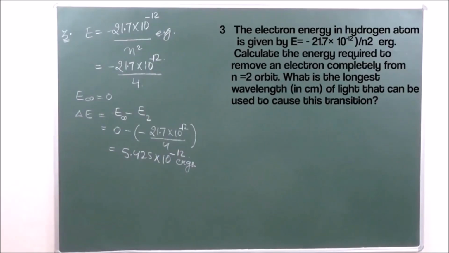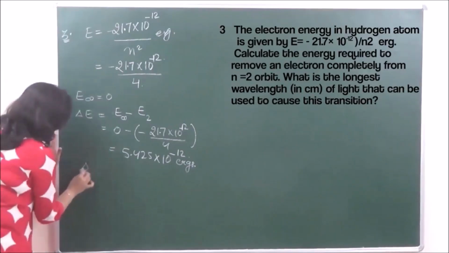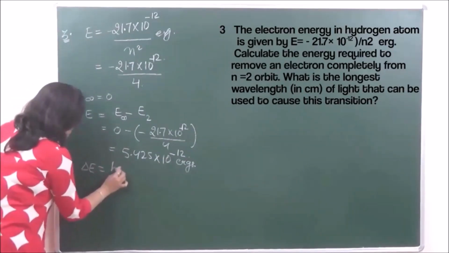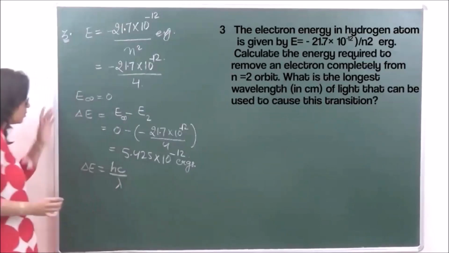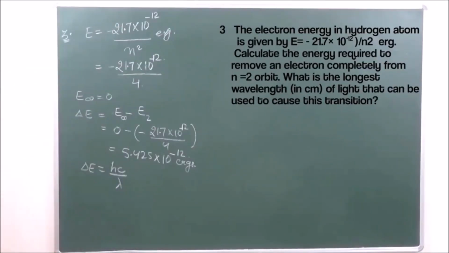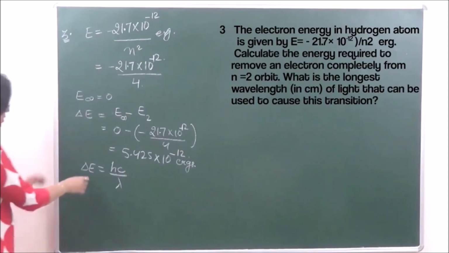Okay? Now delta E that is given to us over here, we know that delta E that is equal to HC upon lambda. Okay? So lambda would be equal to what now?